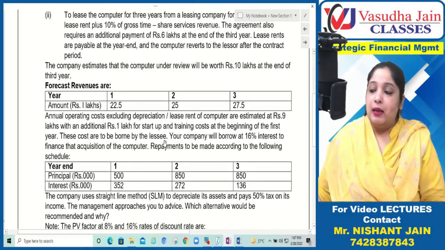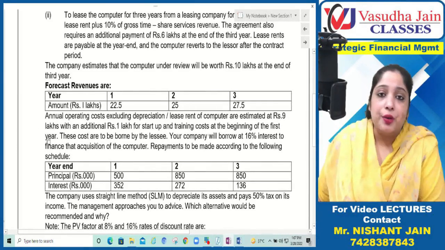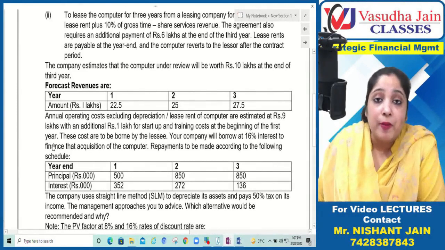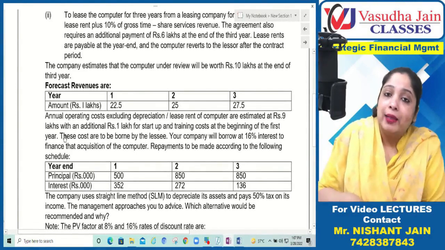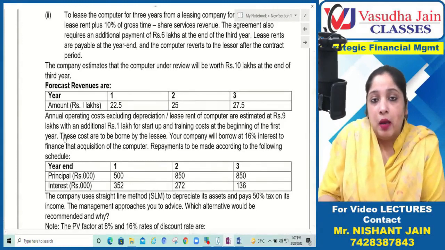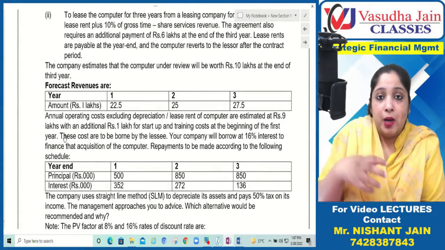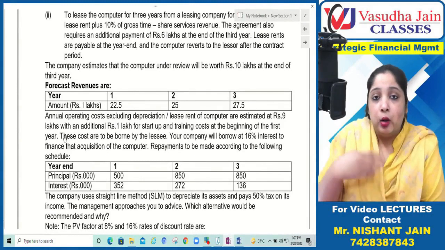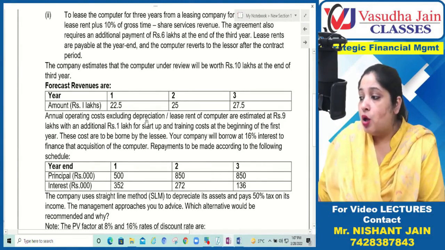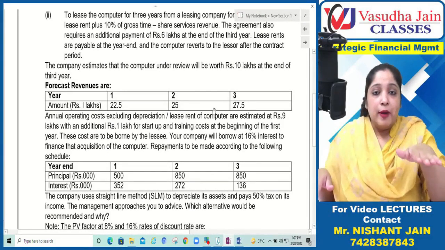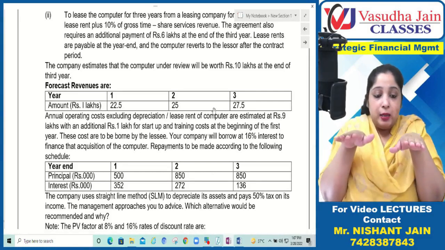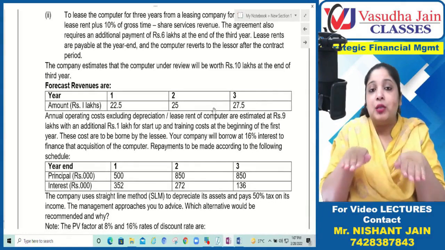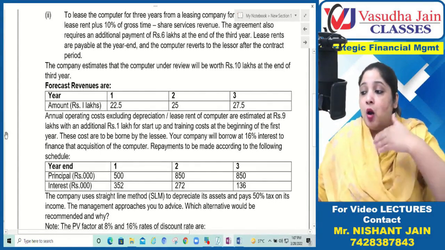Now please understand, whatever I have just read is irrelevant information, because whether I purchase the machine or take it on lease, the machine will come to me, and in order to run the machine, these are the costs. So whether I borrow and purchase the machine or take it on lease, it doesn't make any difference in both situations. In both situations, I have to operate the machine.